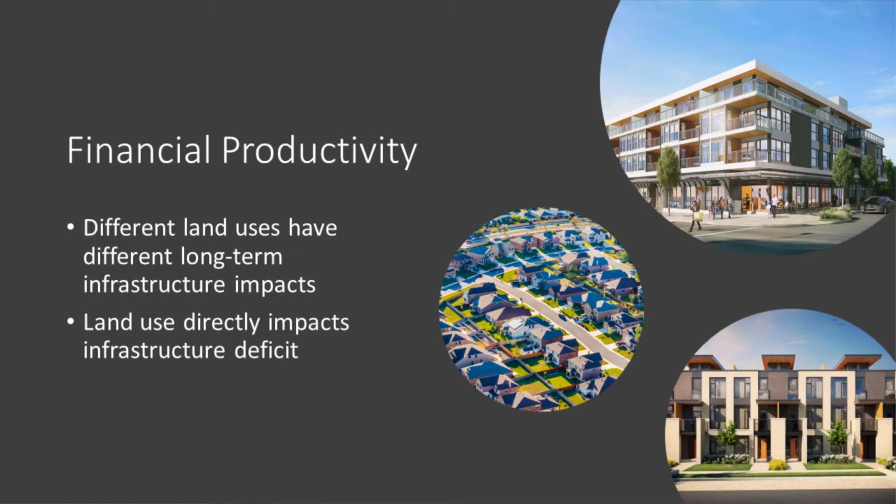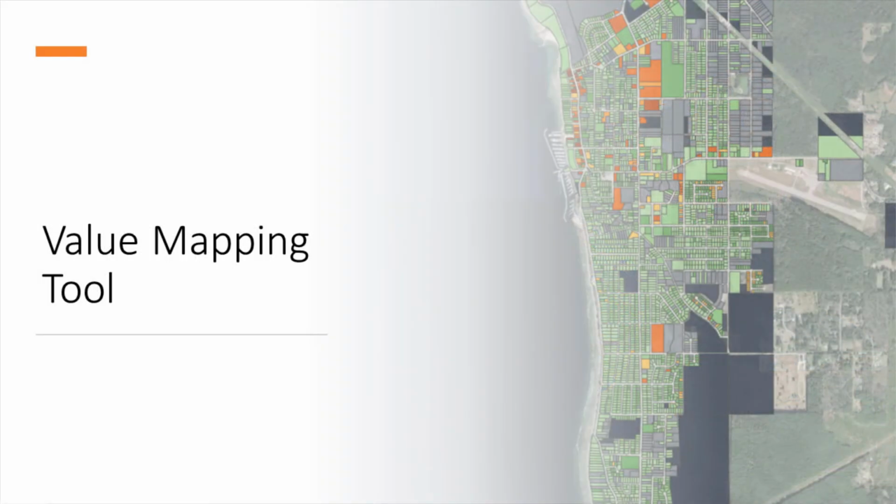So different land uses will have different taxes per acre or financial productivity, and that has direct impacts on how financially sustainable they are in terms of being able to pay for the infrastructure that's required to service them. And so that directly impacts the infrastructure debt that community will face. So with that, I'm going to switch to my screen and show you the actual value mapping tool that staff have developed in-house.